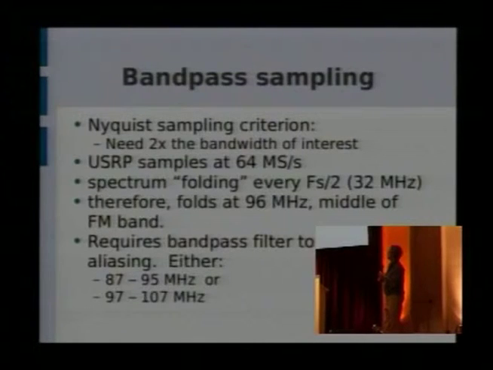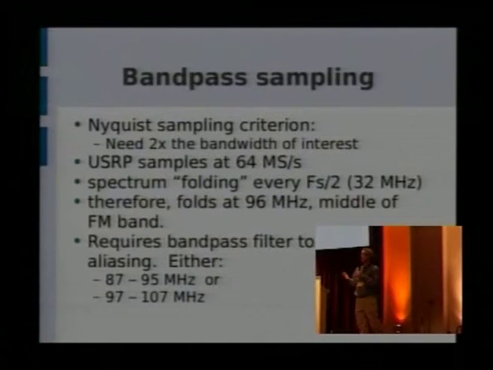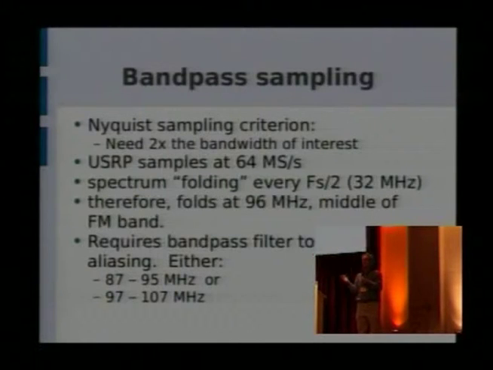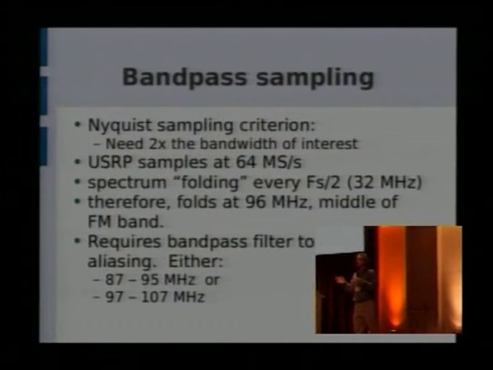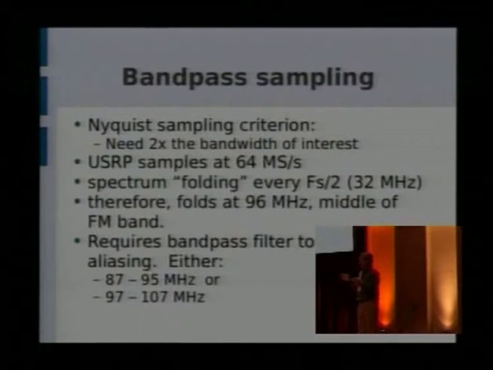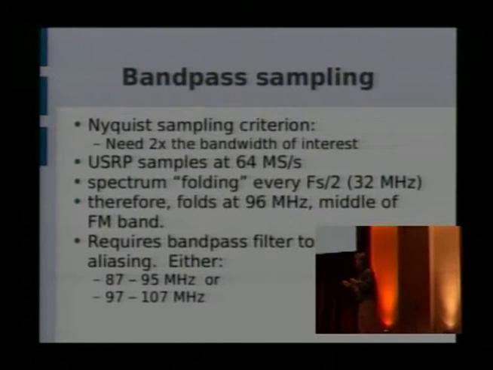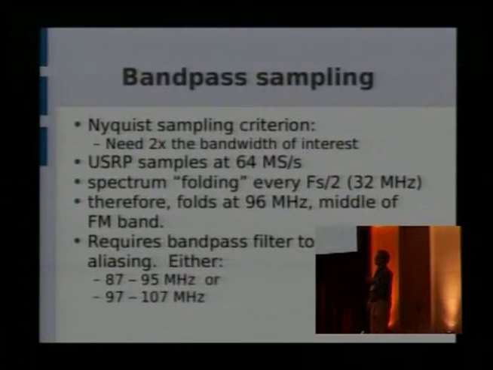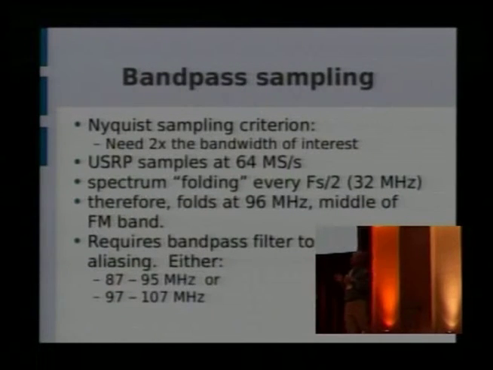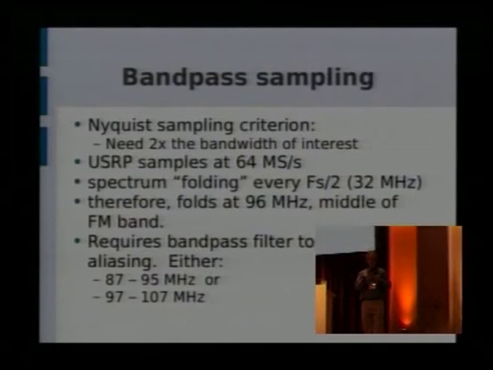About this, if you haven't heard of it. The idea generally is that if I want to sample an analog signal, I want to make sure that I'm not losing any of the part I'm interested in. And this guy named Nyquist, a while back, figured out that you needed to be sampling at least twice as fast as the bandwidth of interest.